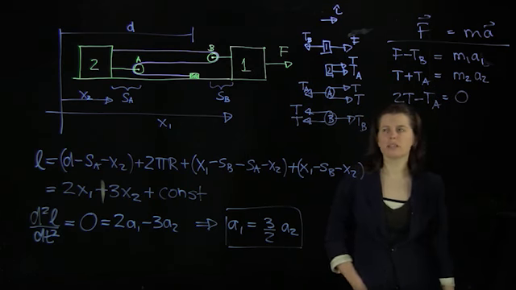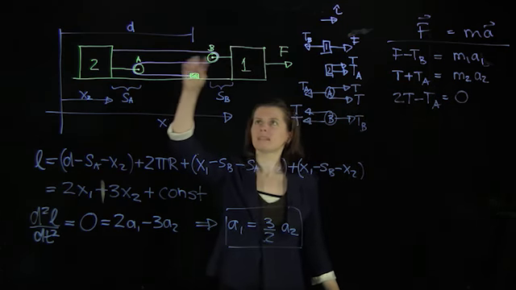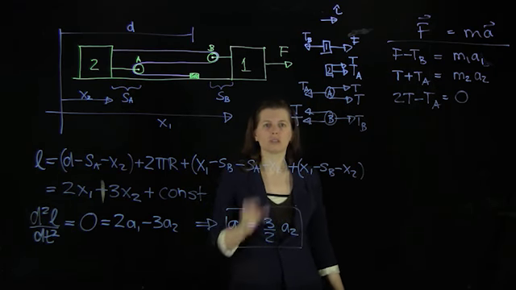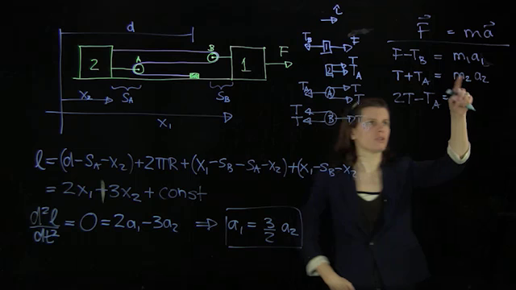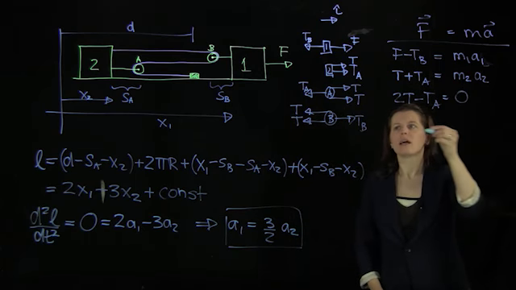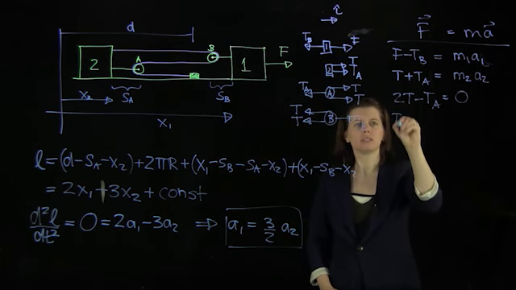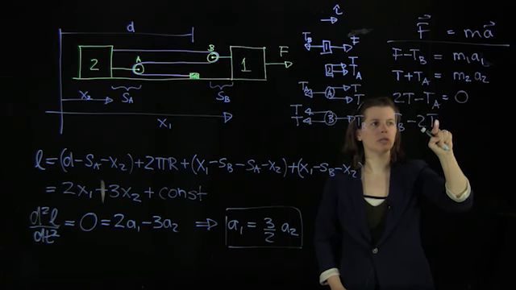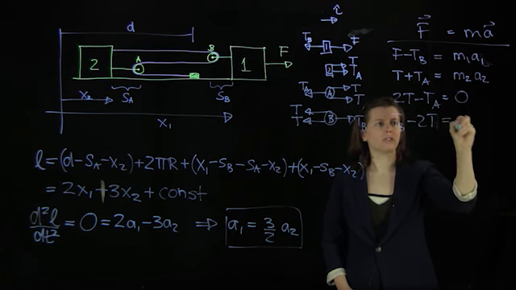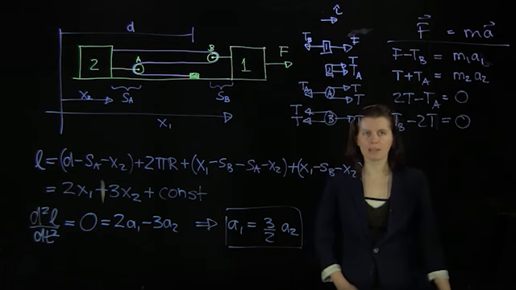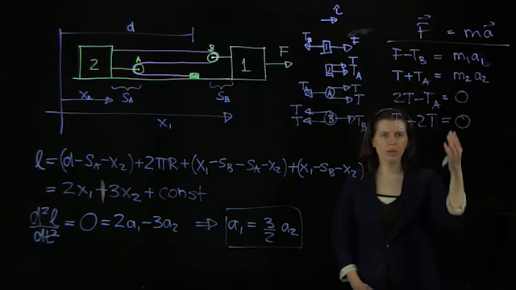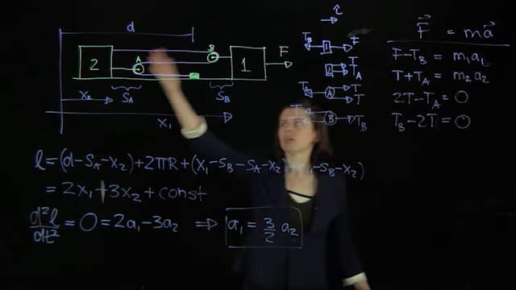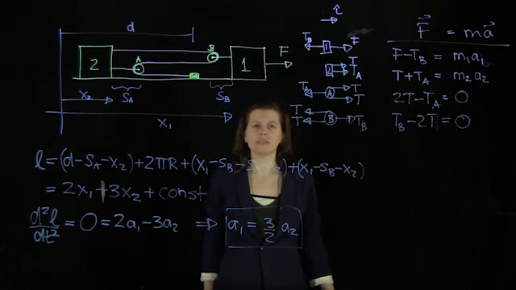That is 0 because we are dealing with 2 massless pulleys there. That means M is 0, and so our acceleration term is 0. And finally, we have TB minus 2T. And that one is also 0 because it is a massless pulley. So here we have our 4 equations of motion that fully govern this pulley system.